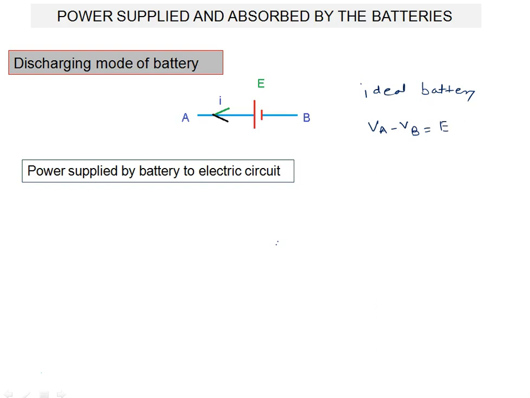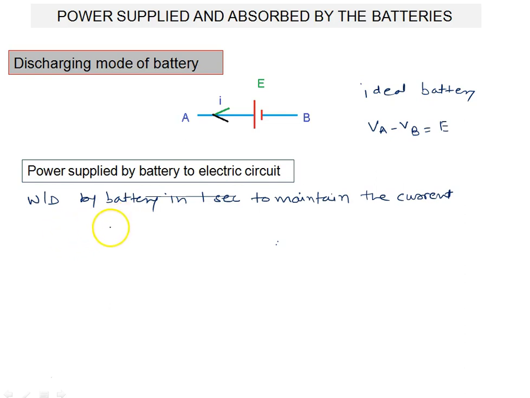Okay. Now my question is, to calculate the power supplied by the battery to the electric circuit. Power means work done per unit time. So you can calculate the work done by the battery in 1 second to maintain the current in the circuit. Okay, so we will calculate work done in 1 second, that is power.